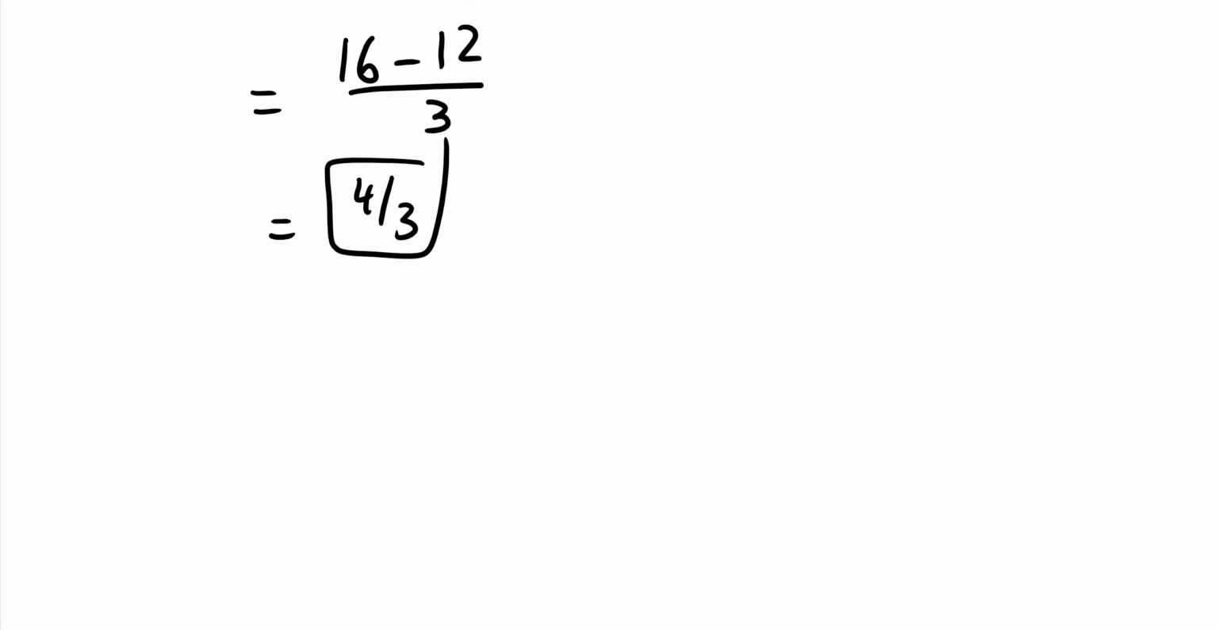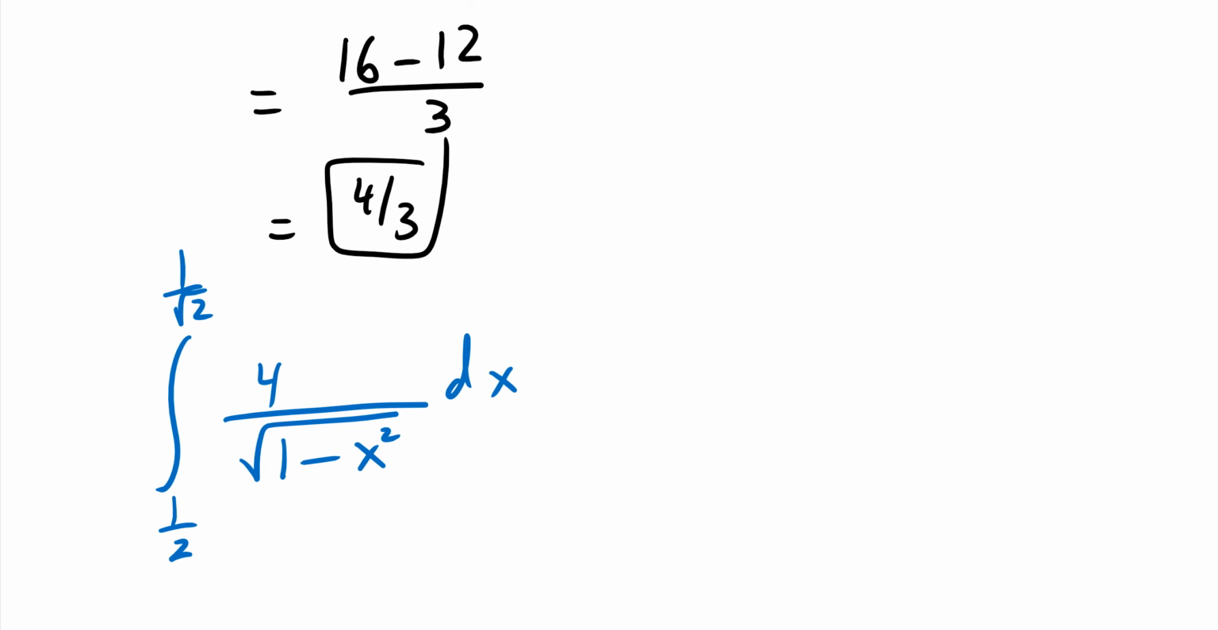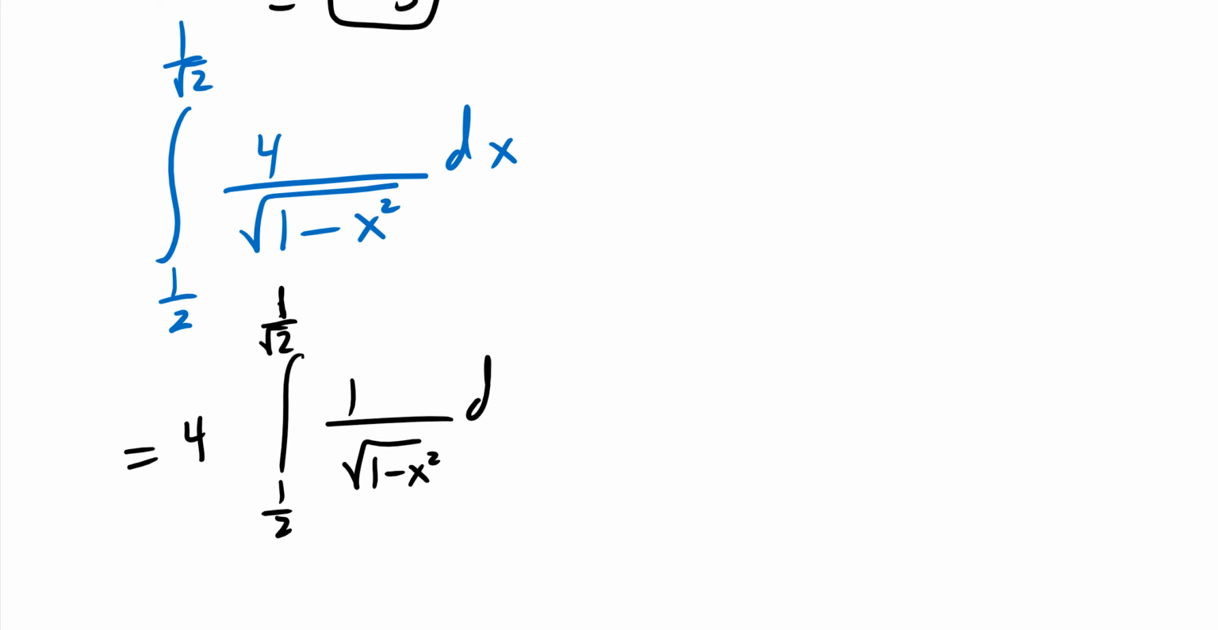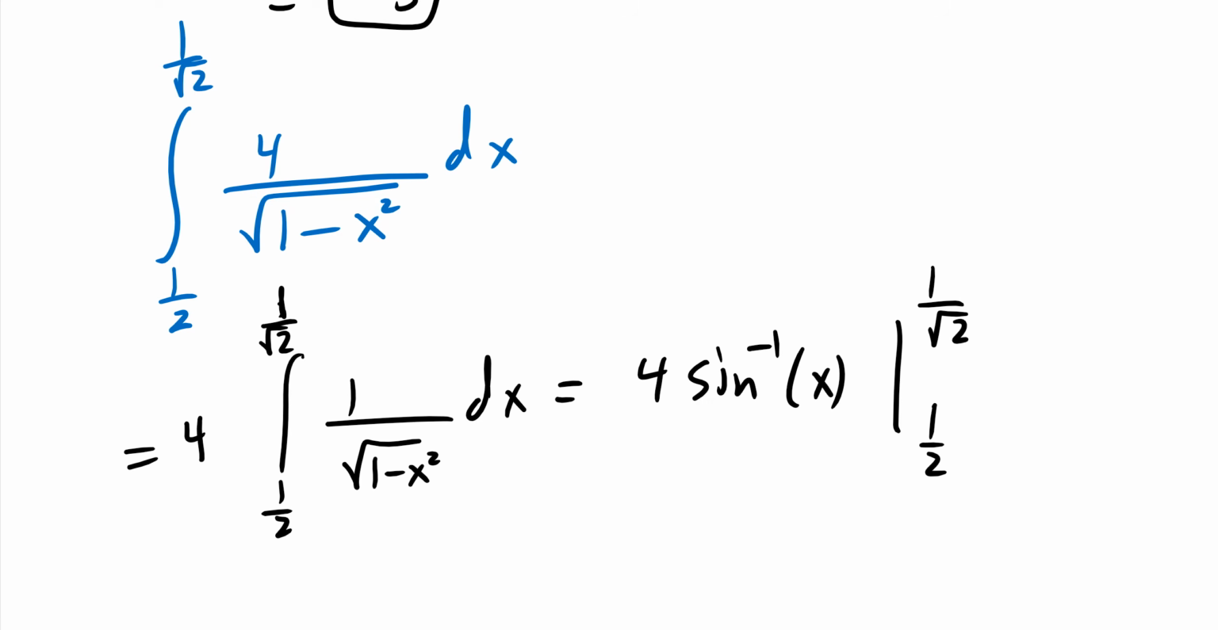Another example. Let's say I want to integrate from 1/2 to 1 over square root of 2 of 4 over the square root of 1 minus x squared dx. What matters here is to know what the antiderivative for that function is. The first thing, the 4 can be taken out. That gives me the integral from 1/2 to 1 over square root of 2 of 1 over the square root of 1 minus x squared dx. The antiderivative for 1 over the square root of 1 minus x squared is sine inverse. Sine inverse of x from 1/2 to 1 over square root of 2.